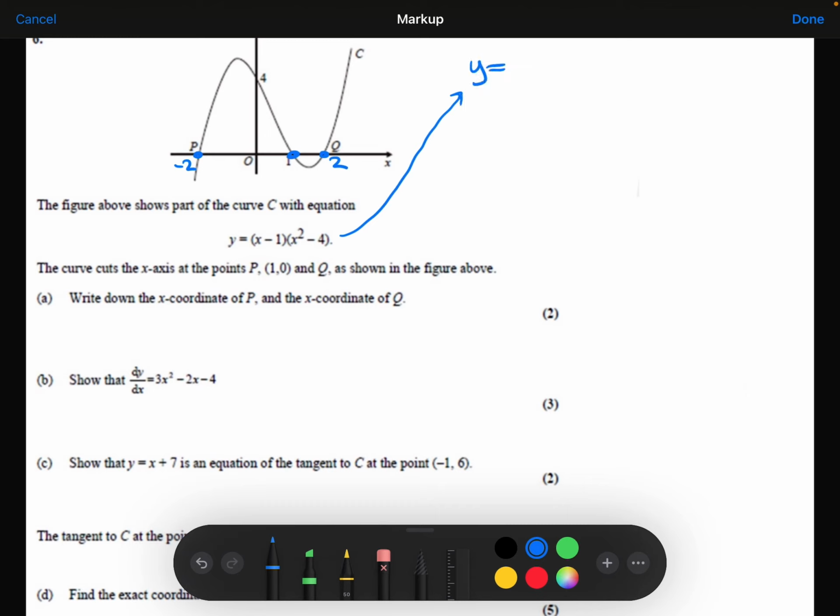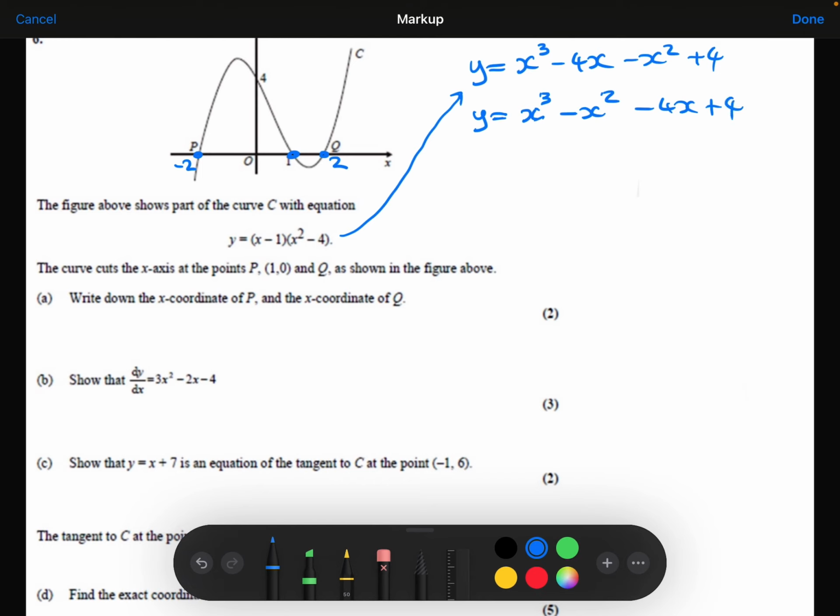So let's do that. The x times the x squared is x cubed. The x times the minus 4 is minus 4x. Then we have the minus 1 times the x squared is minus x squared. And the minus 1 times the minus 4 is plus 4. And then I'm just going to rewrite that in descending powers of x. So I've got the x cubed at the front, then the x squared, then the minus 4x, then the 4.